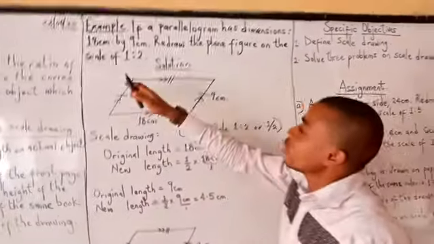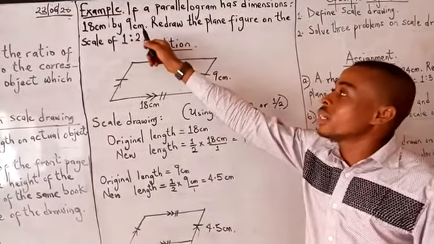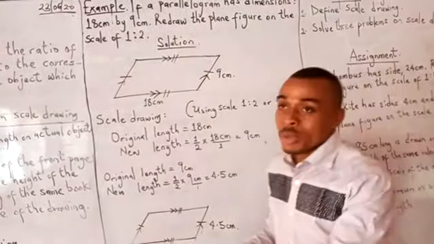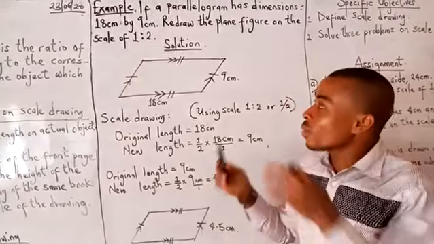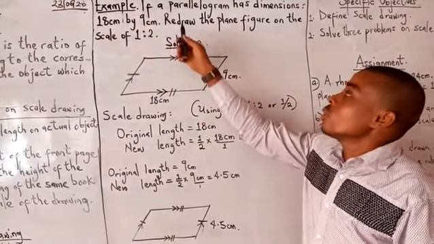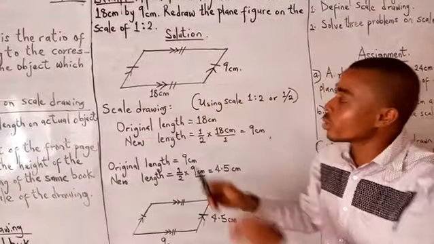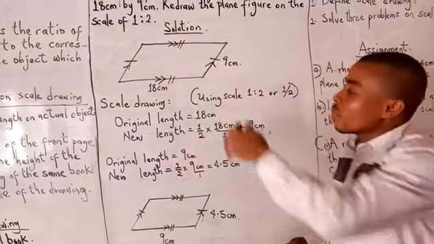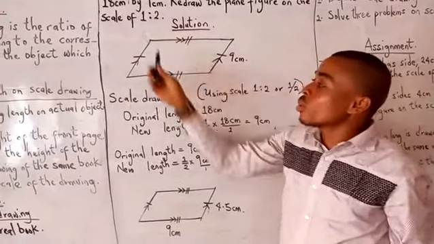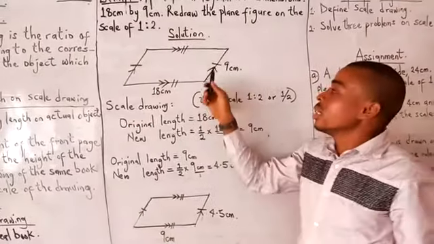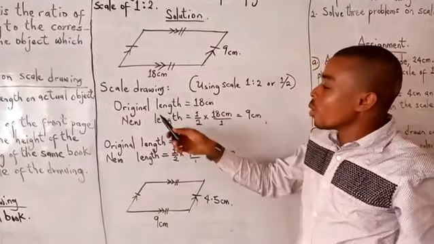Alright. Second example, if a parallelogram has dimensions 18 cm by 9 cm, already we have an idea what a parallelogram is by now, since we were able to look at them before. It says redraw the plane figure on the scale of 1:2. Solution. Quickly, you sketch the parallelogram and give the sides accordingly. Common sense tells you that 18 cm goes to this longer side, and then 9 cm goes to this shorter side.